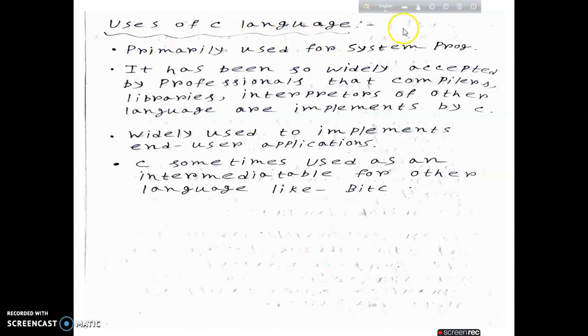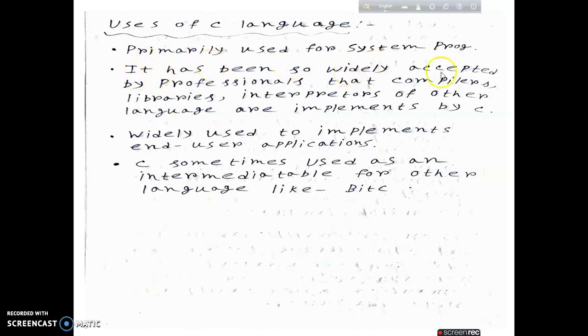Last, we discuss the uses of C language. What are the uses of C language? First, C language is primarily used for system programming. As I previously told, C is mostly used for developing system software, meaning operating systems.